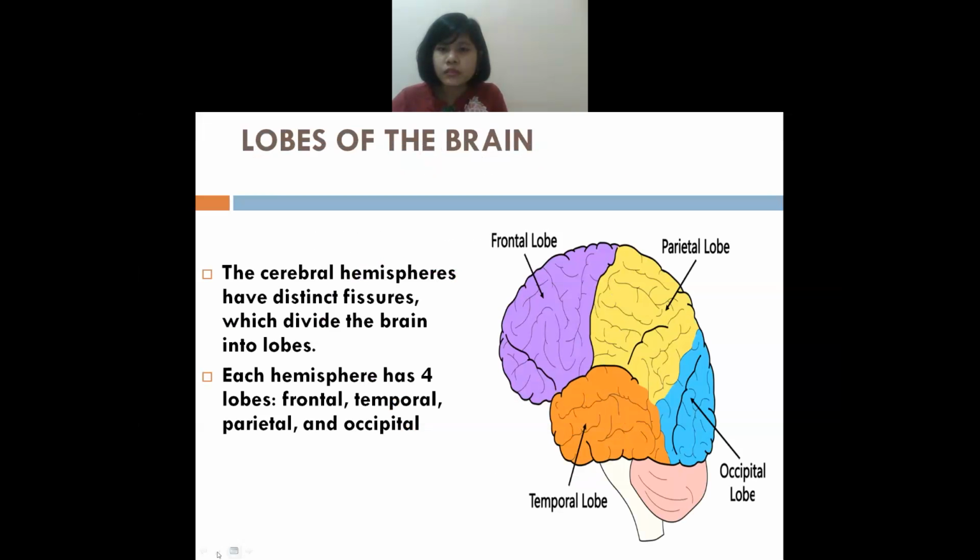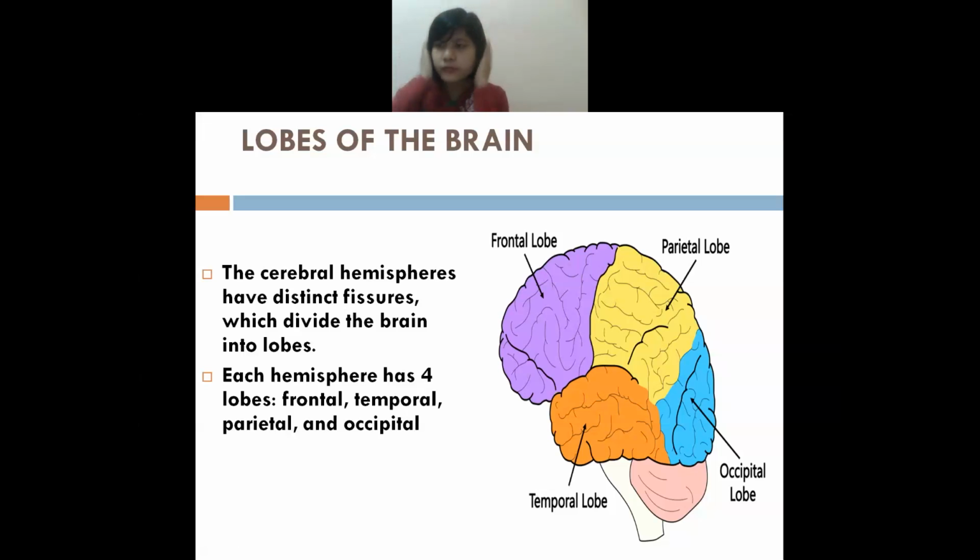Okay, next is the different lobes of the brain. Your brain has 4 lobes. It is divided into 4 lobes. First is the frontal lobe, which lies at your front. Next is the parietal lobe, which is on both sides, 2 of them. Next is the temporal lobe, this side and this side. And the last is the occipital lobe, just at your back side.